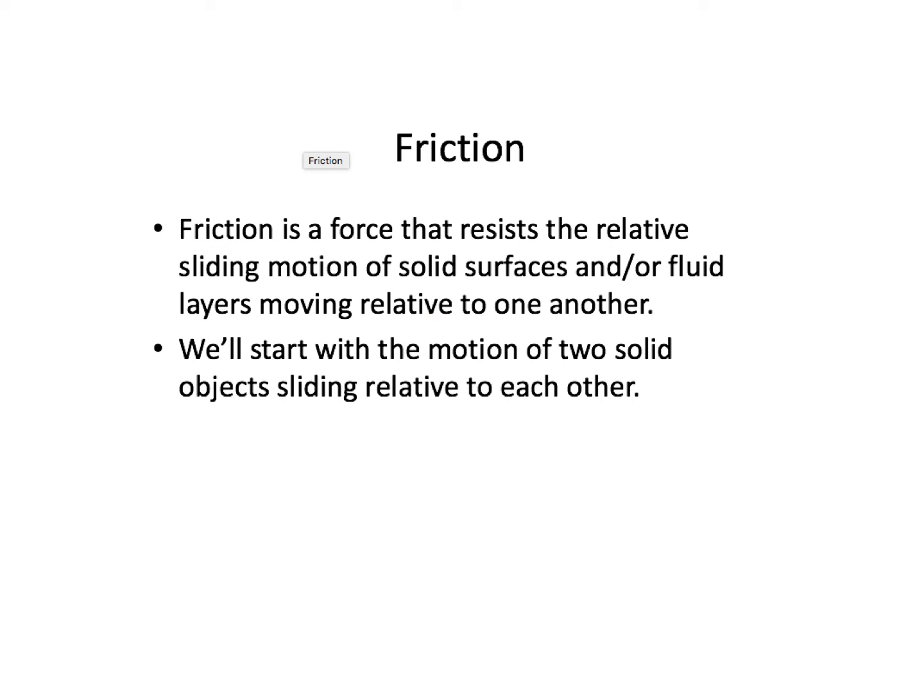Now that's complicated and fancy sounding, but all it really means is that if you've got two things moving relative to one another, there's going to be friction between them. So for example, if I have a box and that box is sliding along the floor, the bottom of the box is sliding relative to the floor. They're moving relative to one another. It's sliding across the floor, and so there's going to be friction.